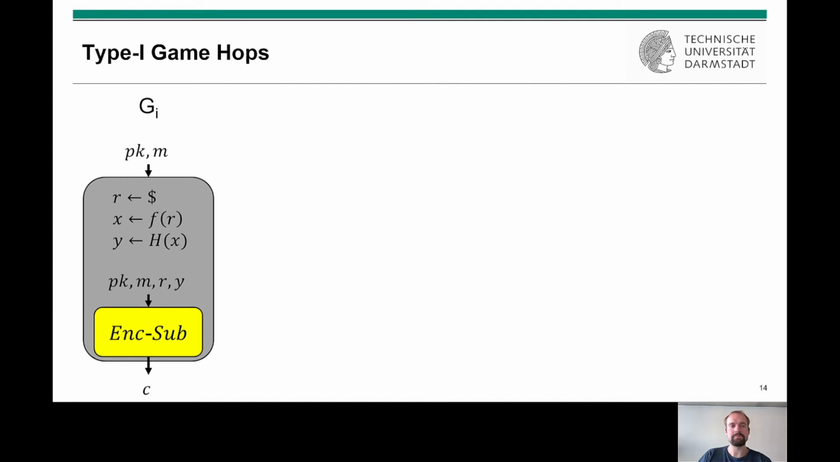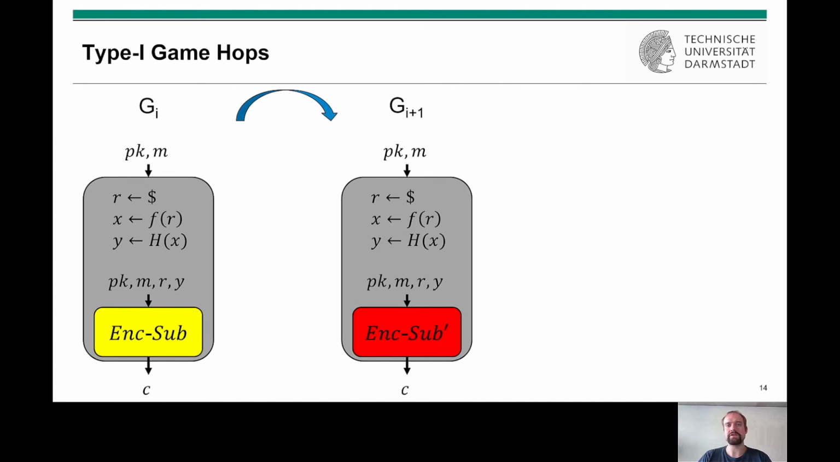Now let's look into type 1 game hops. So here we have a game G_i, which uses an oracle-simple encryption scheme. And a type 1 game hop would be a game hop to the following game G_{i+1}, where the 2 games, G_i and G_{i+1}, agree on the first part, so the random oracle related part. And then they only differ in the subroutine EncSub that the 2 games use. So more precisely, in game G_i, the subroutine EncSub will be used, and in game G_{i+1}, a slightly different variant EncSub prime will be used.